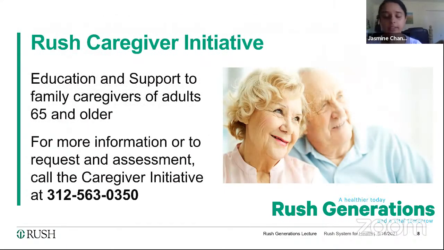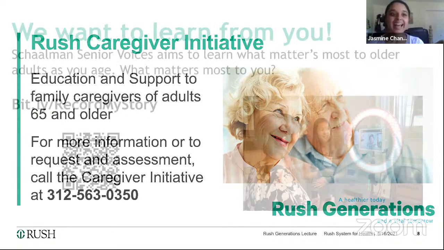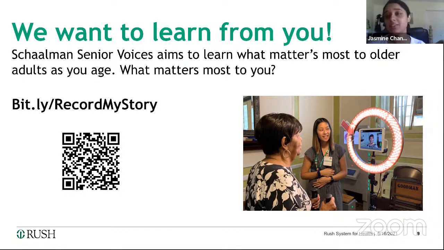Next, we have our Rush Caregiver Initiative. If you're a caregiver or if you have a caregiver, this is a really great opportunity to get some customized approach. It starts off with an assessment of what the needs are, and then the Caregiver Initiative will come up with a really tailored plan to what will serve you and help you the best. If you're interested in the Caregiver Initiative, you can call the Caregiver Initiative at 312-563-0350. Again, that's 312-563-0350.